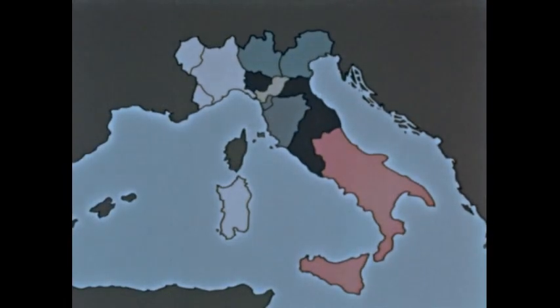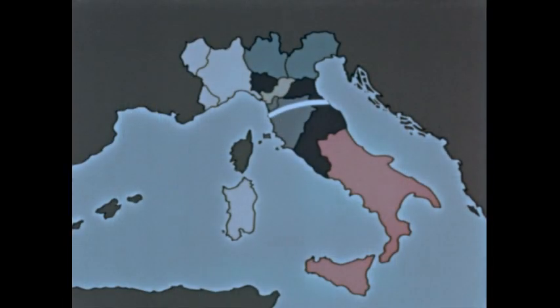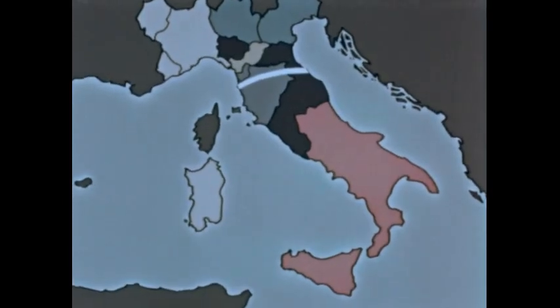A second obstacle to unification was regional differences. In northern Italy, centers of industry were developing. In the south, however, the people were mostly uneducated peasants who scratched a bare living from the poor soil.